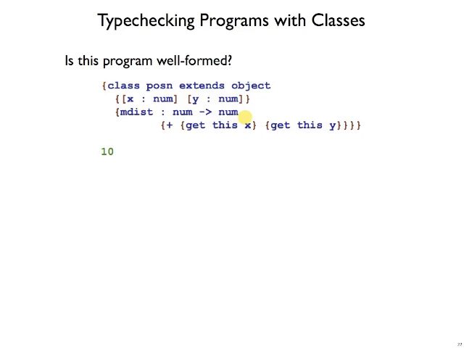So if we change that to num, that's the only change I made. Is this okay? Yep, looks great for a change. X and y both exist. They're both numbers. We can add them. We're returning a number as we should, and everything's fine.